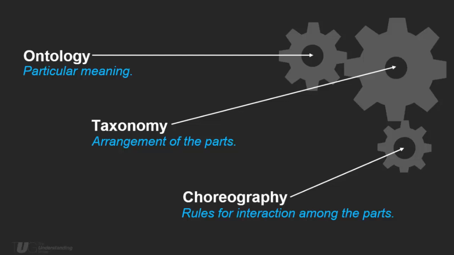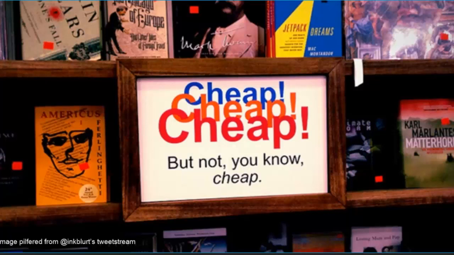I stole this from the Twitter stream of my colleague Andrew Hinton. Cheap, it's not cheap, it's cheap. The particular meaning, so if we're building a web-based product or service around this bookstore and this merchandising approach, our particular meaning of cheap can have a huge impact on what we would do with the architecture and the design of this thing, right? Cheap, but not cheap. And if you close your eyes and you hear me say cheap, but not cheap, how's that gonna work?